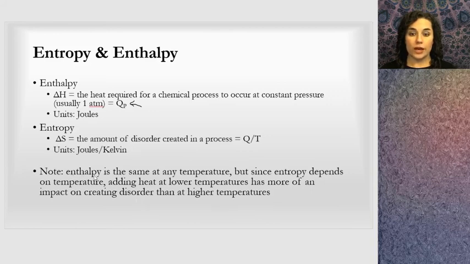And we're also going to note that enthalpy is the same at any temperature. Regardless of temperature, the amount of heat required for a chemical process to happen at that pressure is a constant value. However, entropy depends on temperature, and adding heat at lower temperatures has more of an impact in creating disorder than at higher temperatures. And this is a concept that we've seen before, but is one of those important ones about entropy, is that temperature matters. How many microstates are available? When we're at a low temperature, there's much more microstates available for a system than if the temperature is high and all of those microstates have been occupied already. Enthalpy is the same at any temperature. The energy it takes to have a chemical reaction happen is the same.